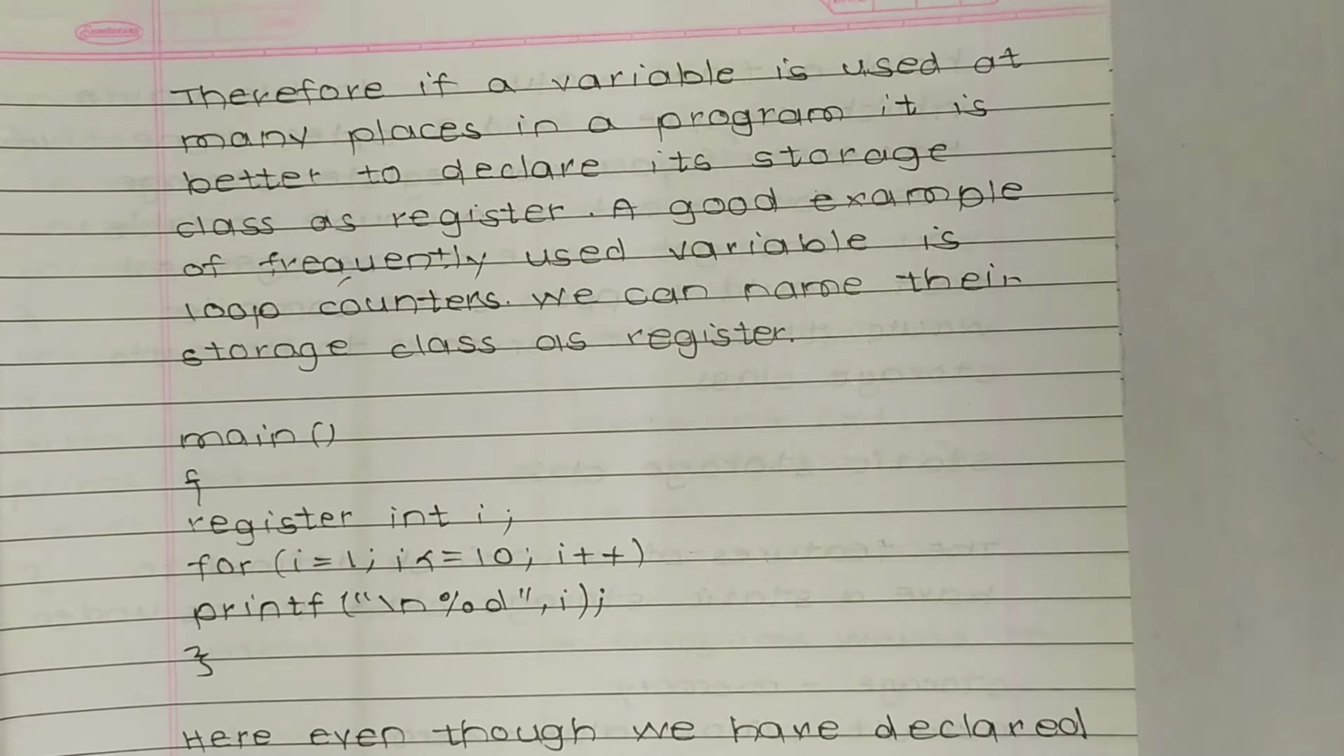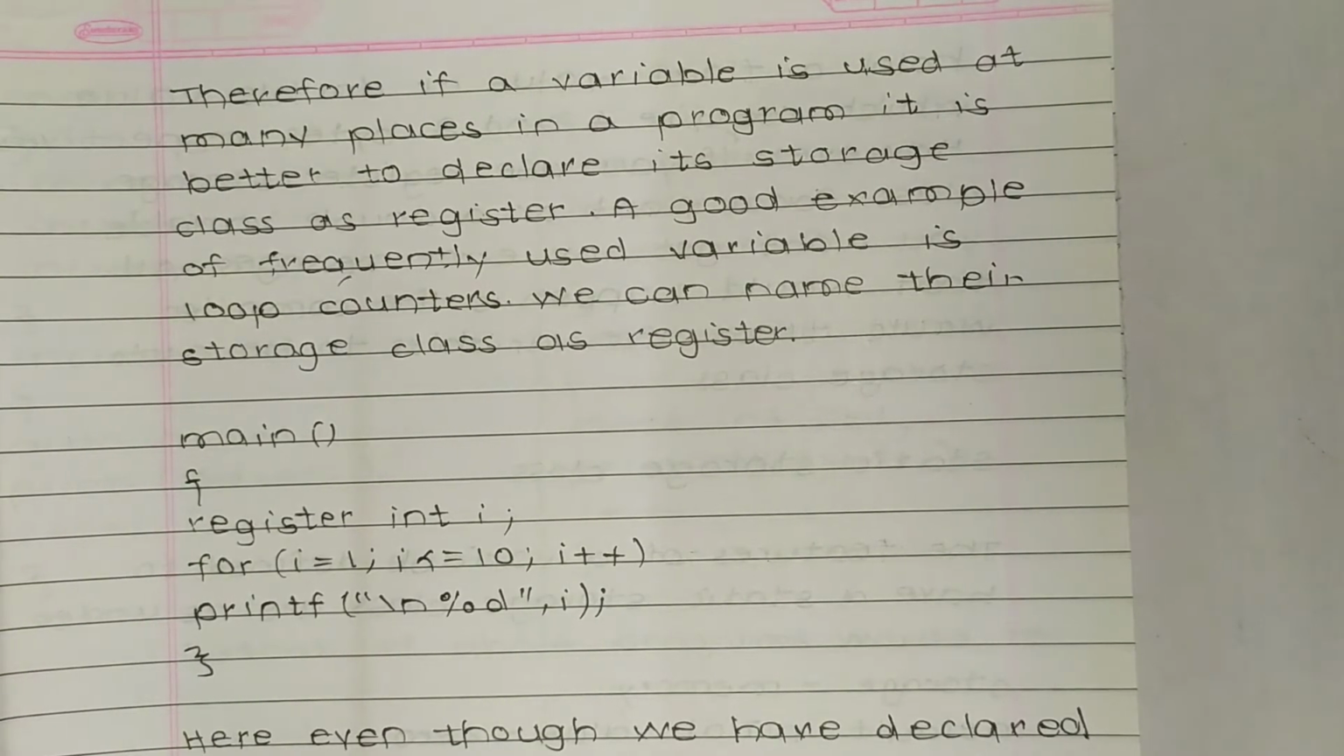A good example of a frequently used variable is loop counters. We can name their storage class as register.